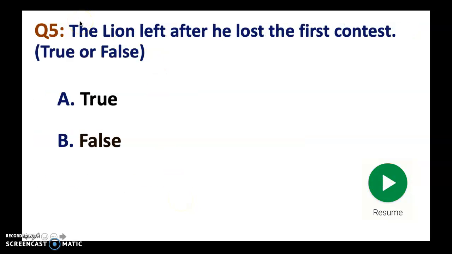Question 5. The lion left after he lost the first contest. True or false? Is that true or false?